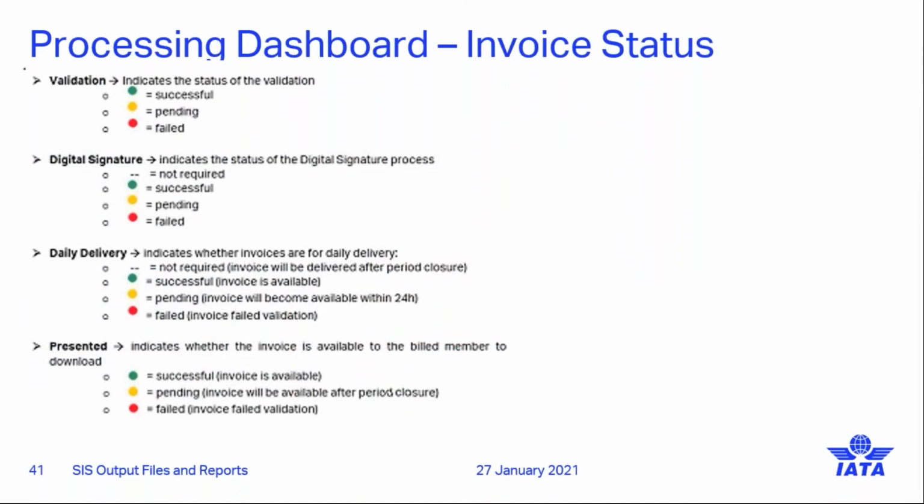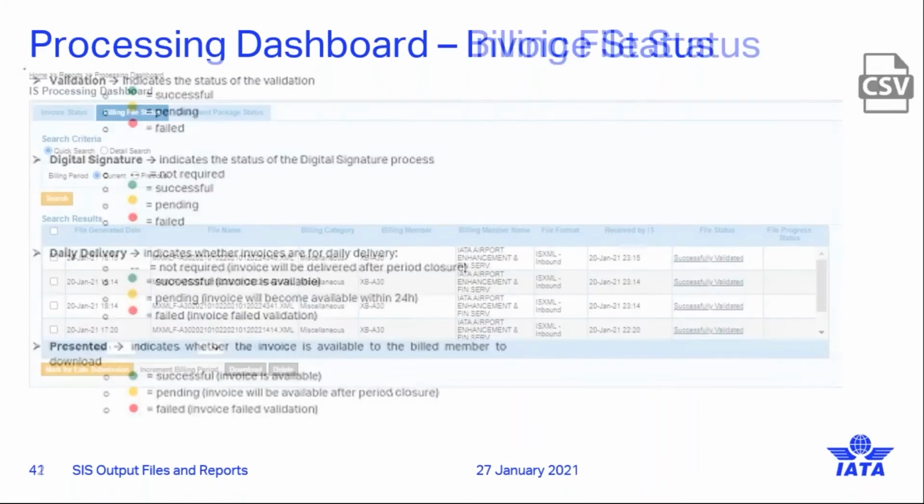A more detailed description of the color notation that we saw before. Here on the slide, you can see exactly what it means per column. While slightly different, they all follow the same logic, green being successful, yellow pending, and red being point of action and/or failed.